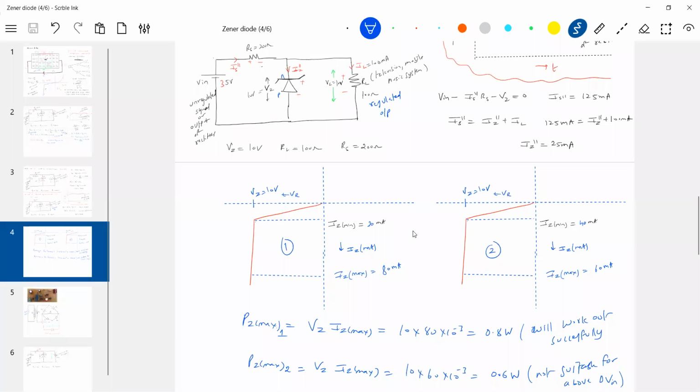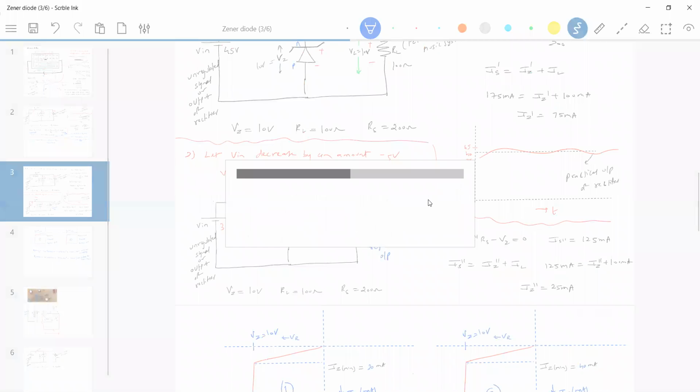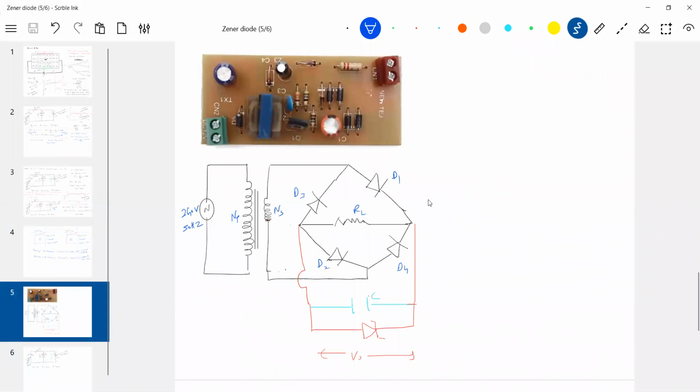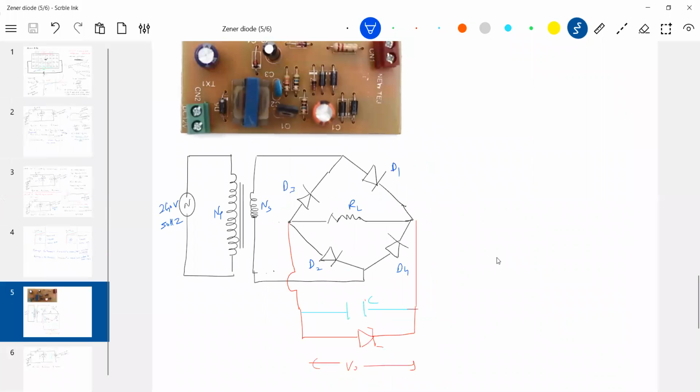Shall I go for numericals? There is everything. Please do revise this. If you can understand this, numericals are very easy. Okay, let's come to that particular circuit here, and this is called a bridge rectifier. I think I'll bring everything to one place.